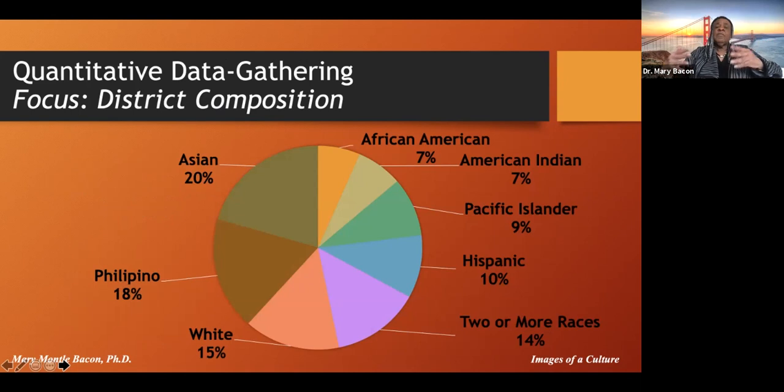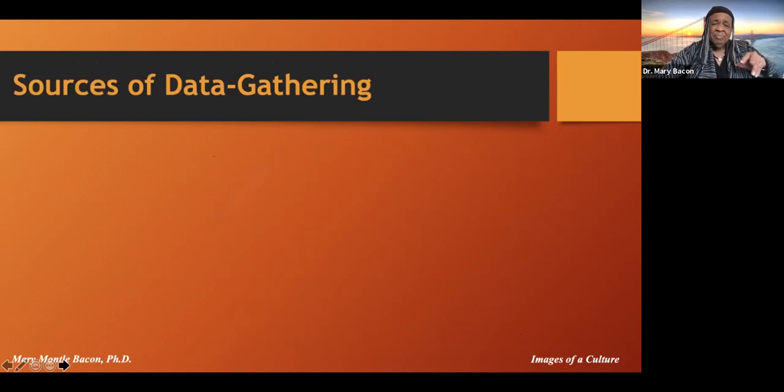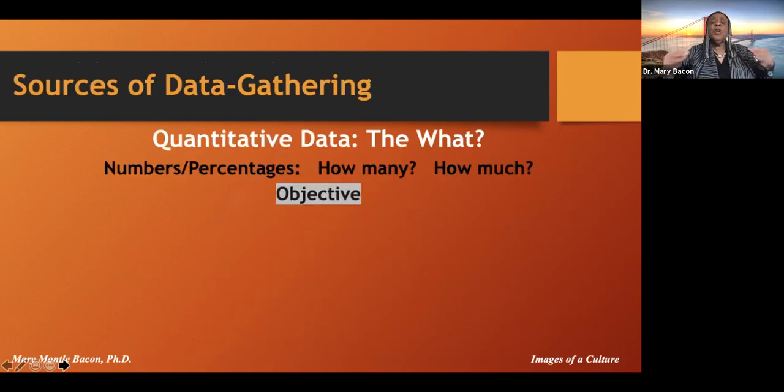Here's another one, which is very simple, a circular chart. All this one shows is the composition. What is the ethnic composition of the school district? One of the things about quantitative data is it focuses on the what. It focuses generally on numbers and percentages, how many or how much. And quantitative data tends to be very objective, and people are very comfortable with that because it is, in fact, very, very objective.